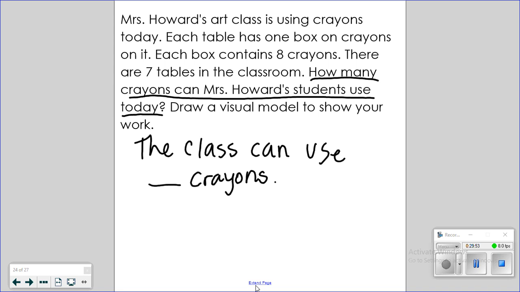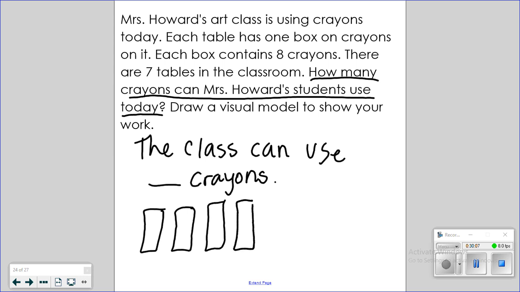Now, instead of doing circles, I'm going to do rectangles because tables usually are rectangles. But if you want to do circles, go for it. I'm going to draw 7 rectangles. And those 7 rectangles, or circles if you wanted to do circles, are my model of my tables. I am not drawing tables because holy moly, that would take forever. 1, 2, 3, 4, 5, 6, 7. This is the part where you draw your visual model.